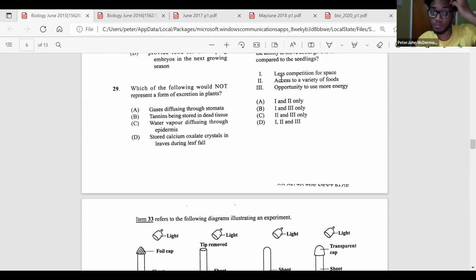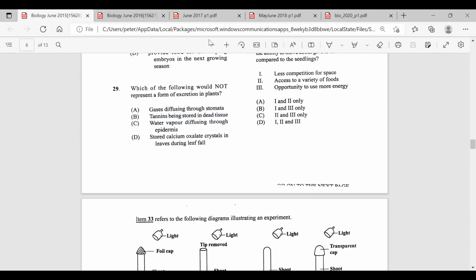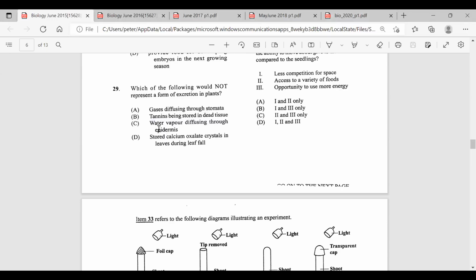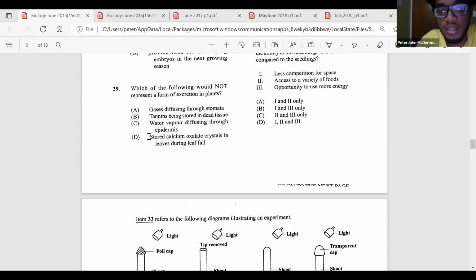You know what B is? You know what tannins are? Okay, no, so let's skip B for now. So let's get to C. You know what water vapor is? Yes, sir. Is that excretion? Yes, sir. Let's look at D.